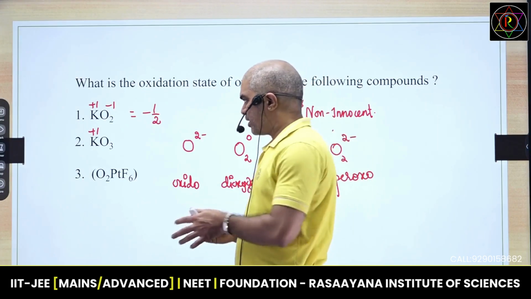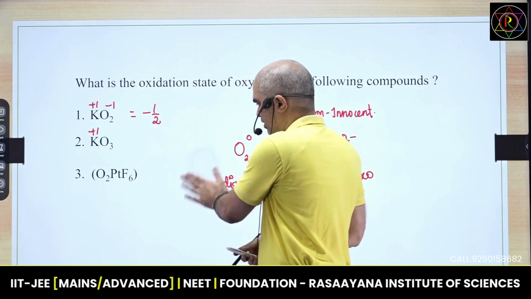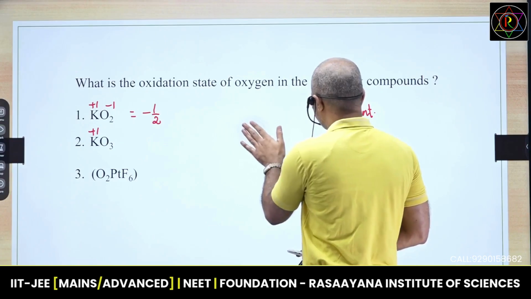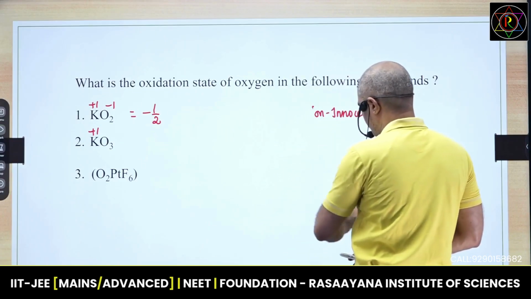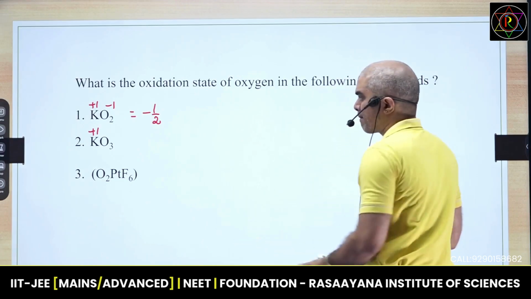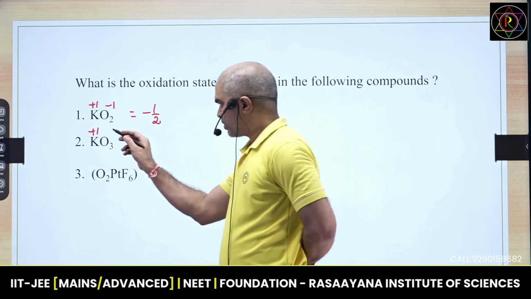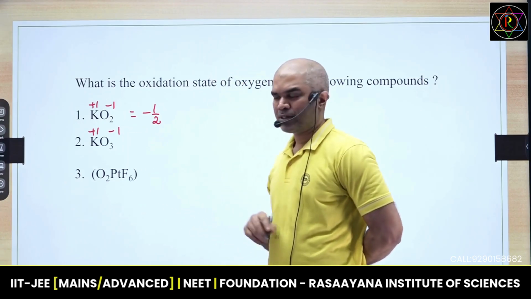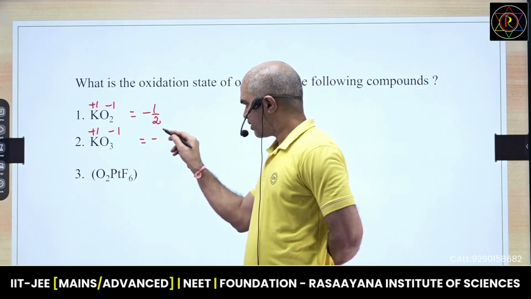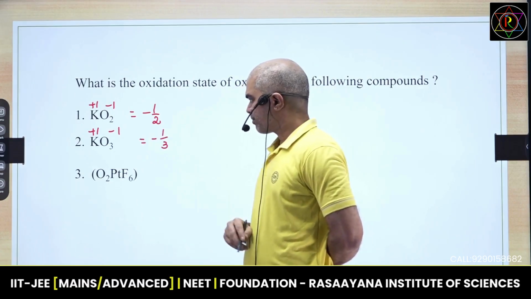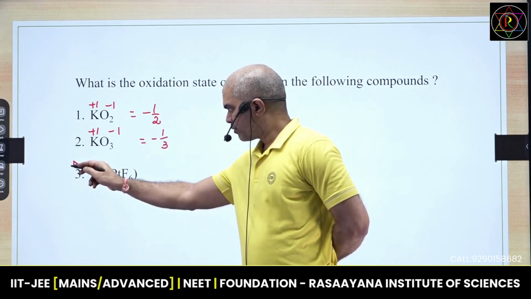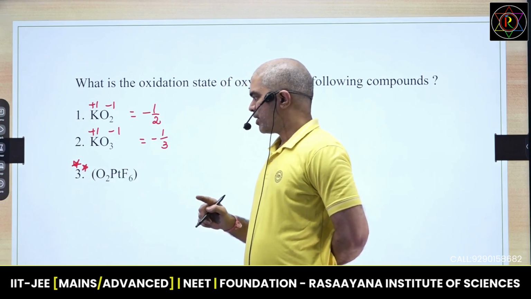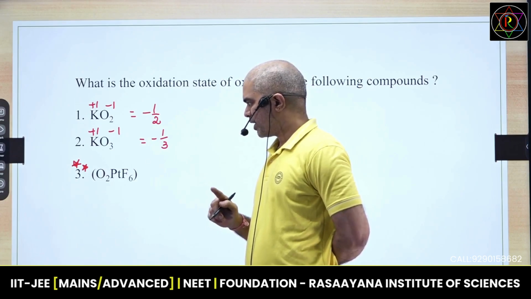So based on this, I think you can very easily answer the second one. This is +1, so this should be -1. -1 over 3 oxygens, so each oxygen should have -1/3. The third one is very important for coordination chemistry also. For IUPAC nomenclature also it is very important. Why it is so important, I'll tell you.